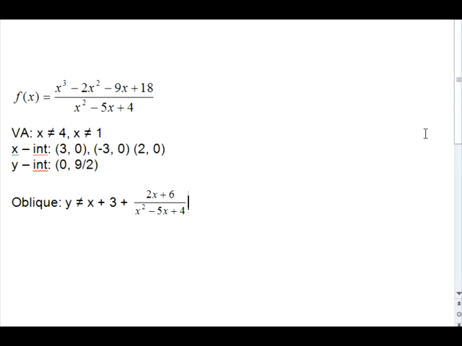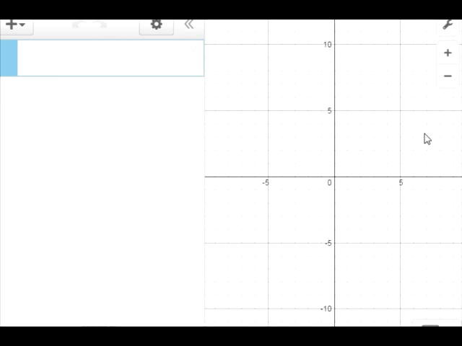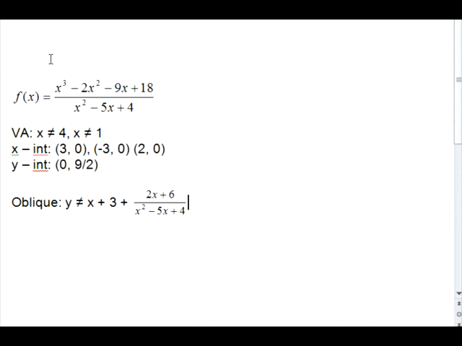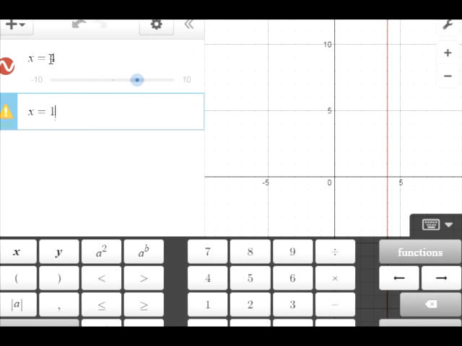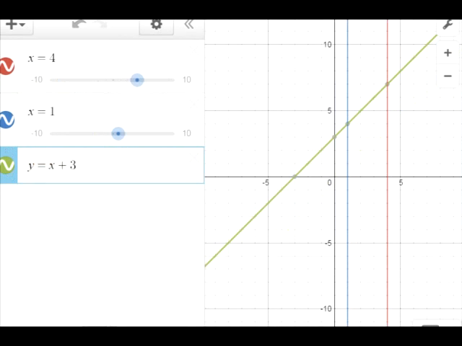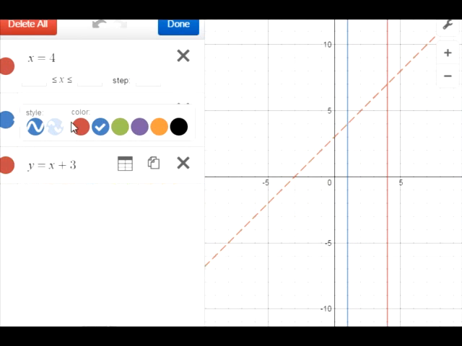So what we're going to do is graph our asymptotes now, and then we'll actually do the graph. So hopefully I'll get my graph program working. I'm going to put in here x equals 4, x equals 1, and y equals x plus 3. I'm going to make all of these red and dotted lines, and hope you guys can see okay.